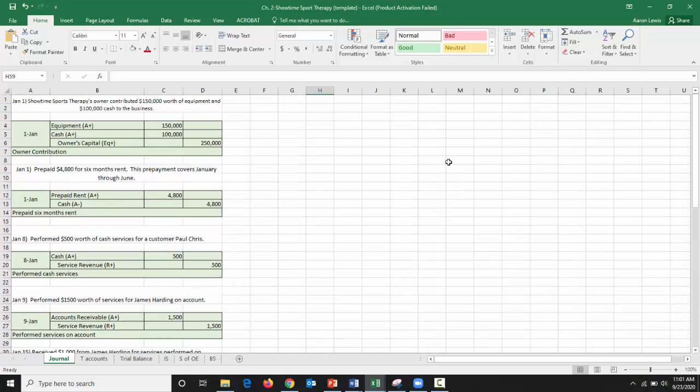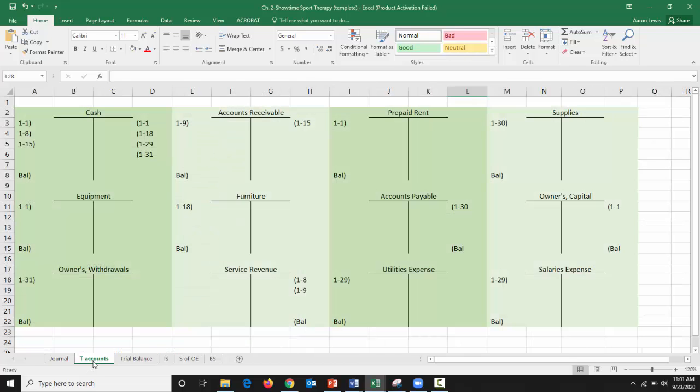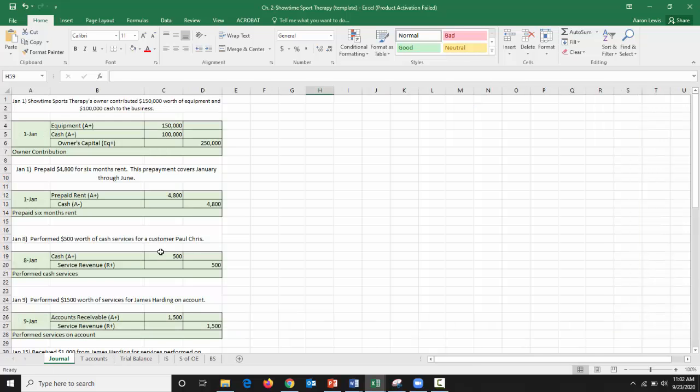What we need to do now is go through these journal entries and prepare the T accounts for the company in order to make their trial balance, in order to make their financial statements. So let's start by making the T accounts, and I'm going to start with the first one being cash over here.